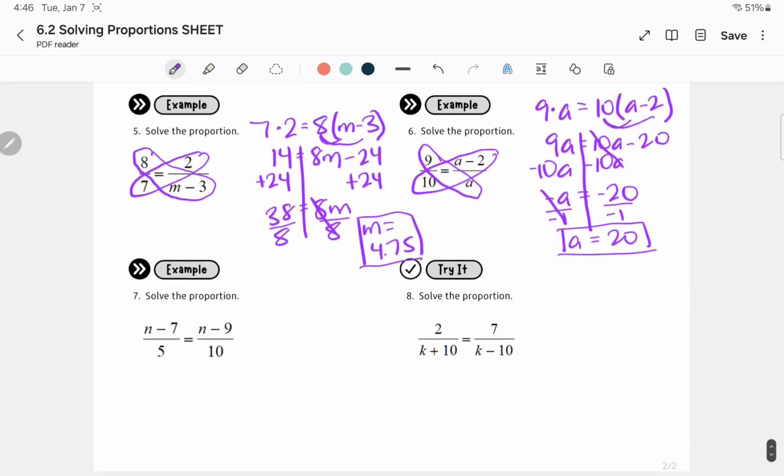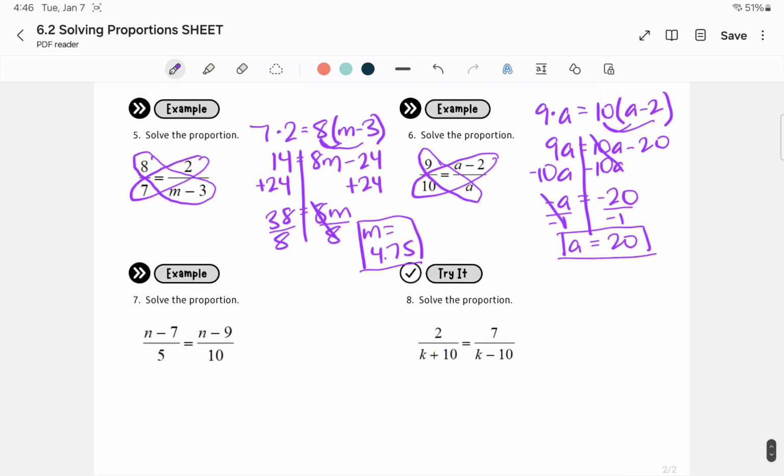All right, so last example, then you're going to try number 8 by yourself. So with number 7, the only difference between this one and those last two is that there's 2 binomials. So you're going to have to distribute twice, basically. So first is n minus 7 times 10. I'm going to put the 10 first. And that's going to equal 5 times n minus 9.